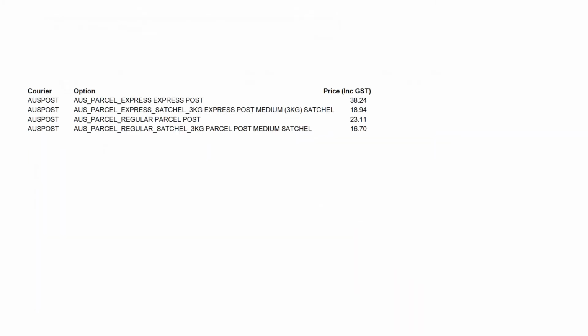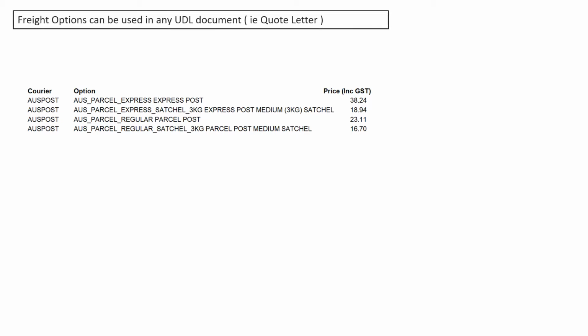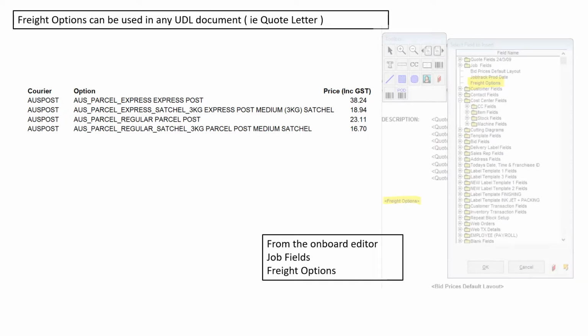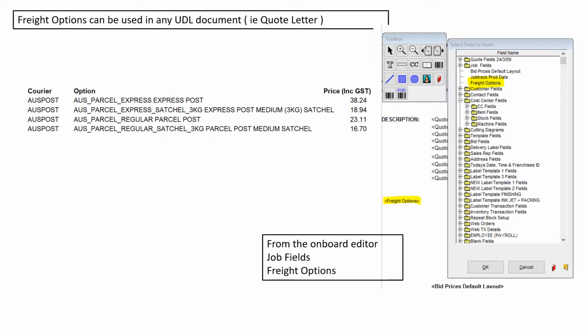The freight options can be shown in any user-defined document as a quote letter. This field can be found from the onboard editor in Quote and Print from the Jobs field folder, selecting Freight Options.